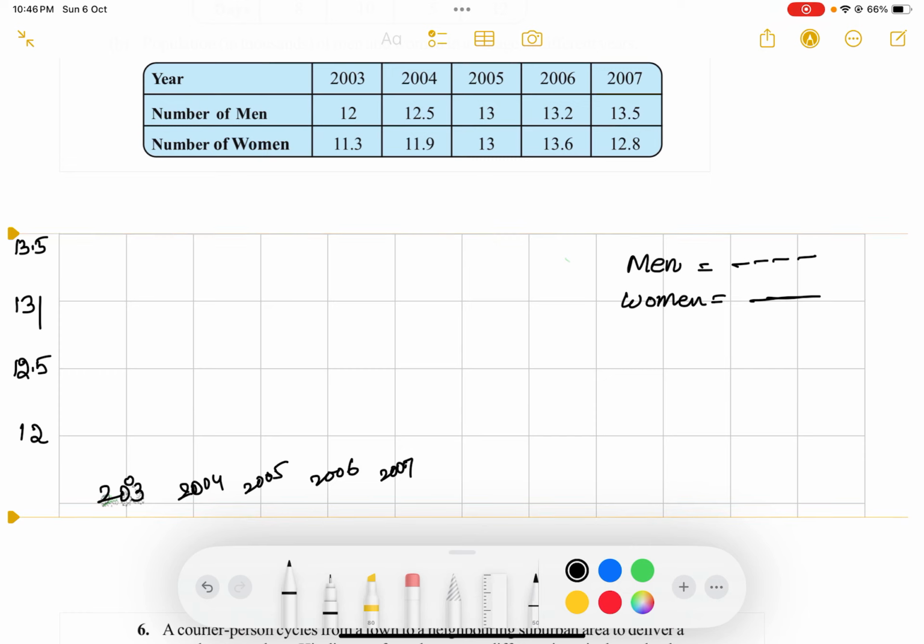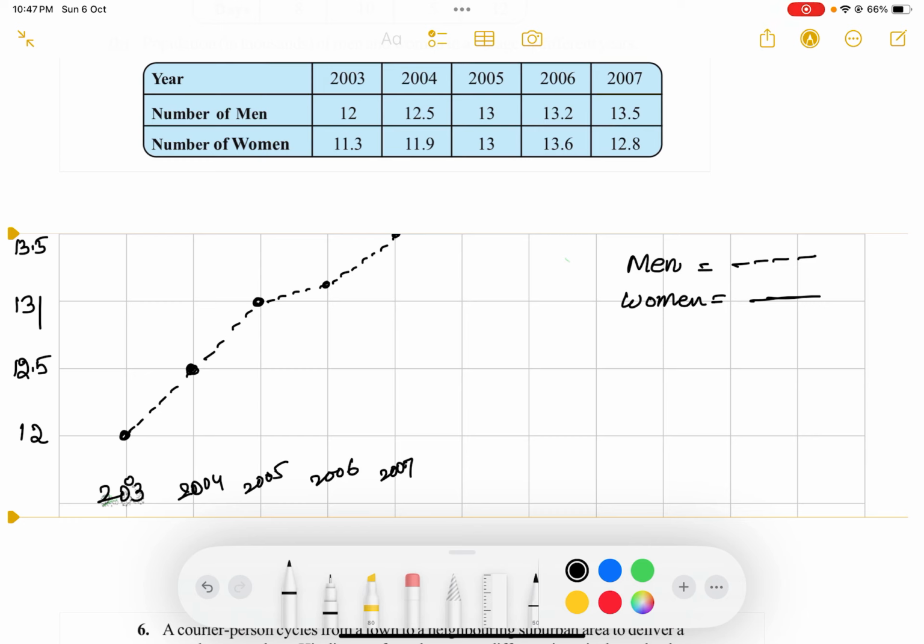Anyway, you can choose this scale. So in 2003, how many men are there? That is 12. So in 2003 it is 12. In 2004 it is 12.5. In 2005 it is 13. 2006 it is 13.2, somewhere here. 2007 it is 13.5. So now this is the men's data. I want to draw these as dotted lines. This is the men's data.